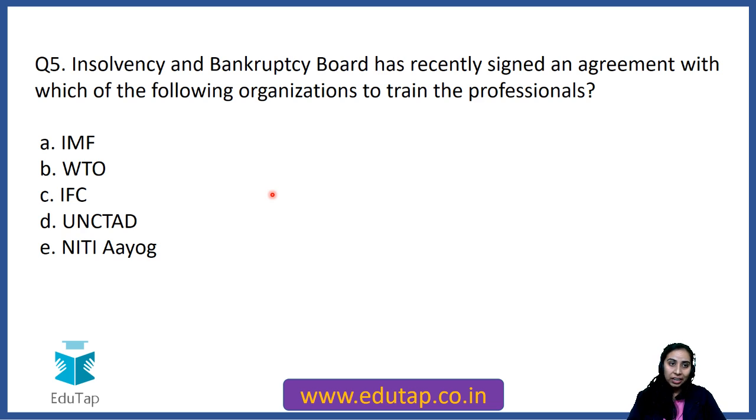And final question of the lecture. The Insolvency and Bankruptcy Board has recently signed an agreement with which of the following organizations to train professionals? So this is important. You have to identify the international organization involved with IBBI. Is it IMF, International Monetary Fund, WTO, IFC, UNCTAD or Niti Aayog? Since I have mentioned the international organization, you can directly eliminate Niti Aayog. So our correct answer to this question is IFC. So option C is the correct answer here.